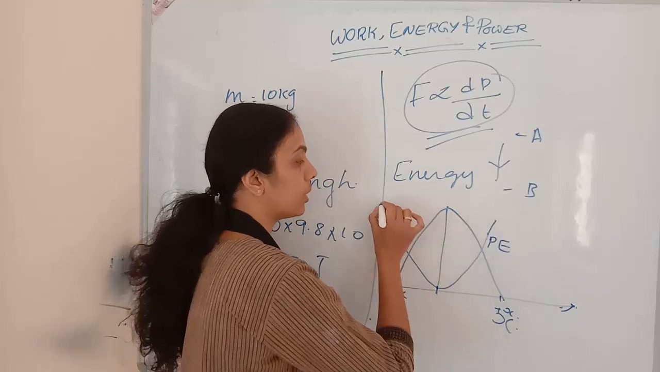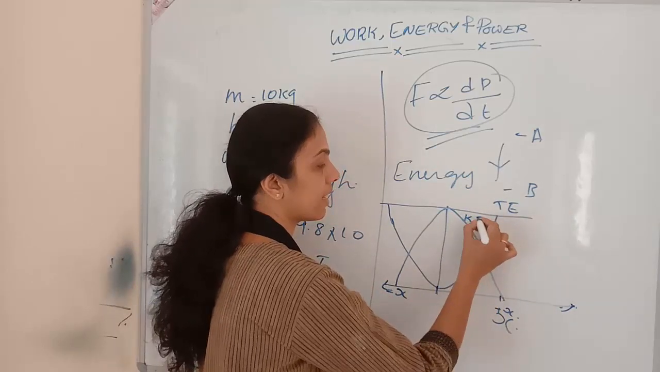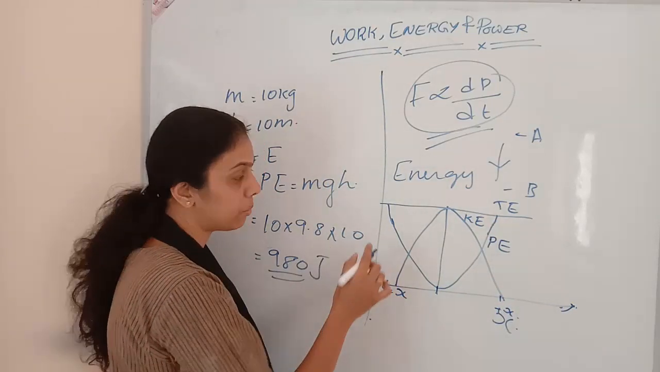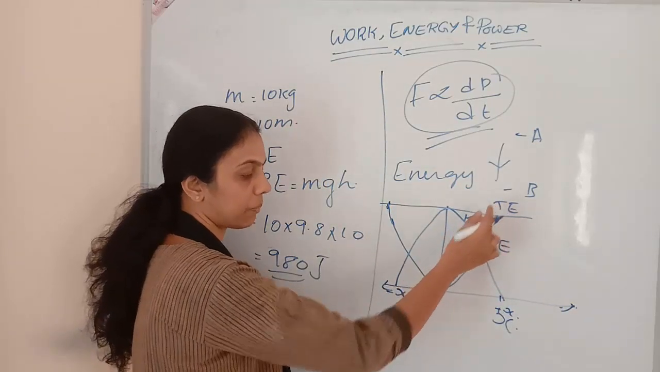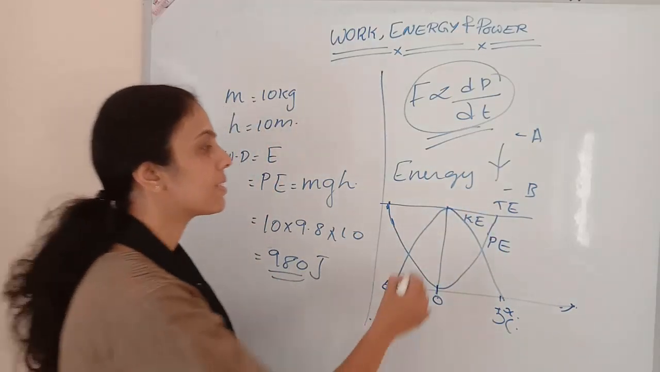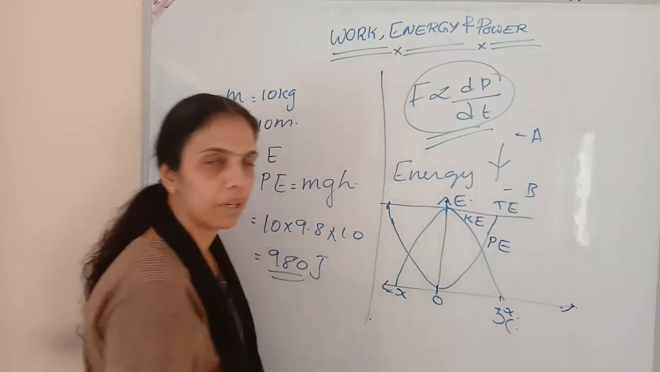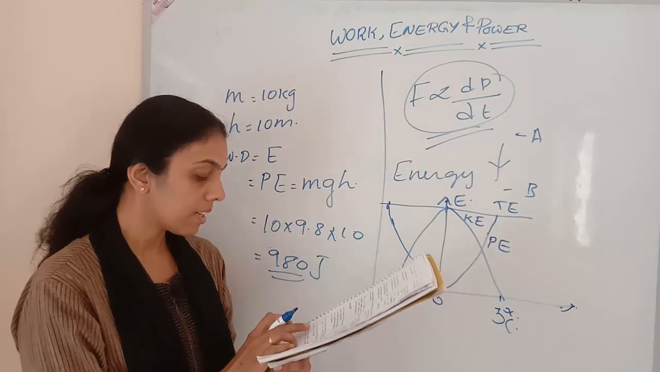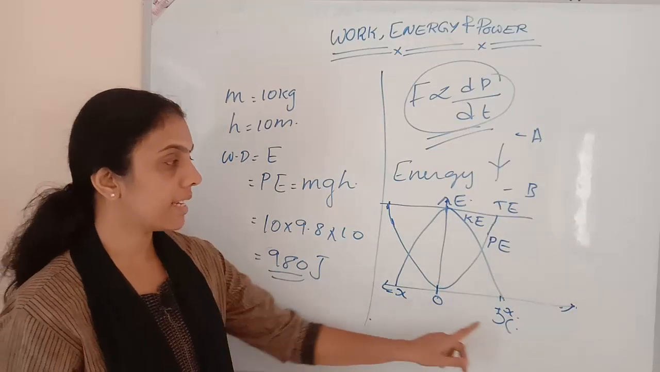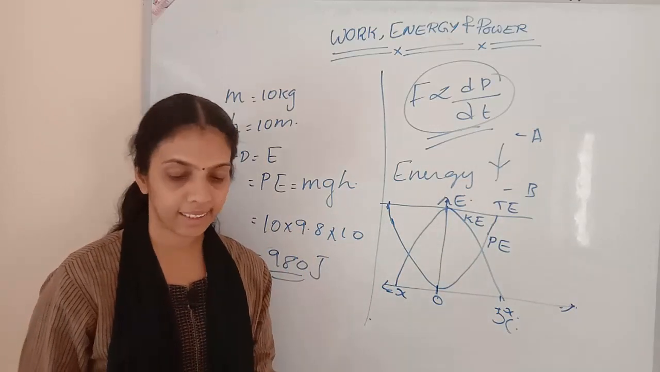But the total energy always remains constant. This is total energy, this is kinetic energy. Understood? So at x and minus x positions, the extreme positions, potential energy will be maximum. At the position of 0, kinetic energy will be maximum. So this is the variation of energy with respect to position. Here it is asked, draw the variation of kinetic energy and potential energy with height. As height increases, potential energy will be increasing and kinetic energy will be decreasing.